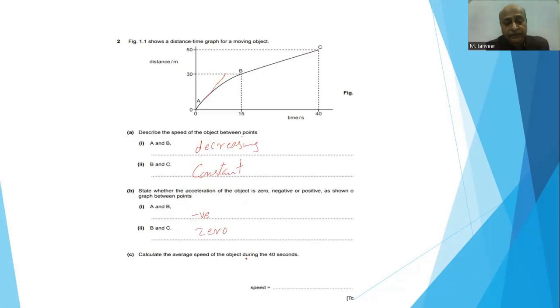Calculate the average speed of the object during 40 seconds. Total distance was 50. Total time is 40. Formula for finding the average speed: total distance divided by total time. 50 divided by 40 is 1.25 meters per second. This is the speed of the body, which is the average speed.